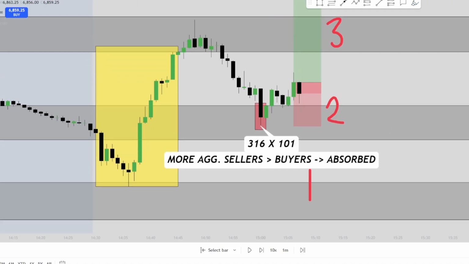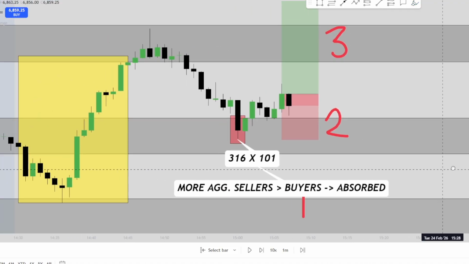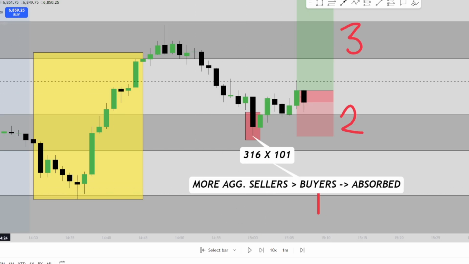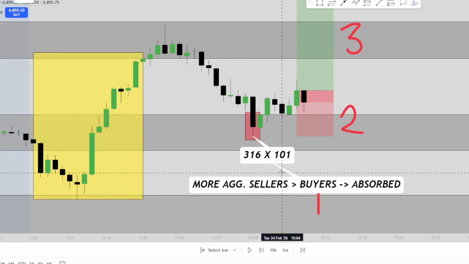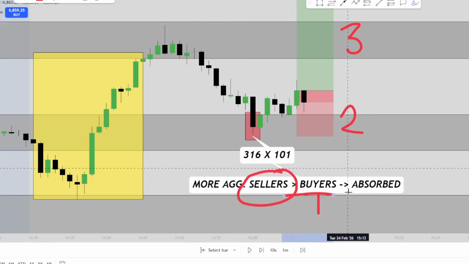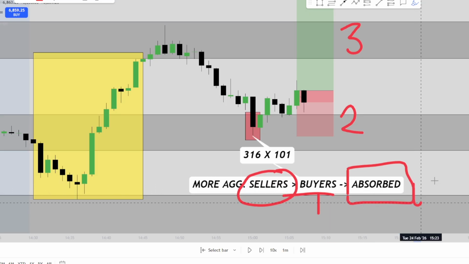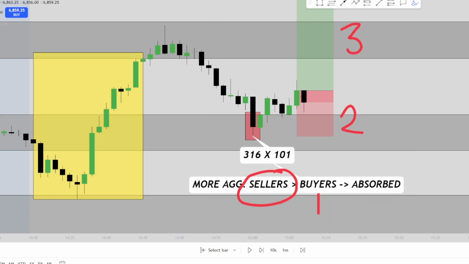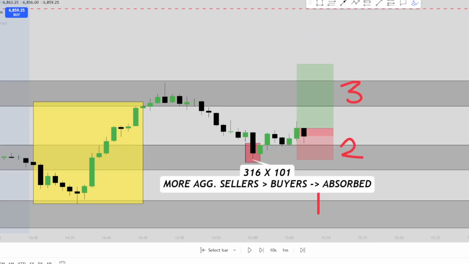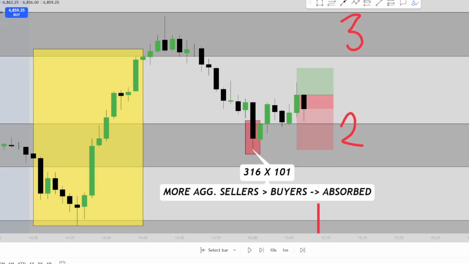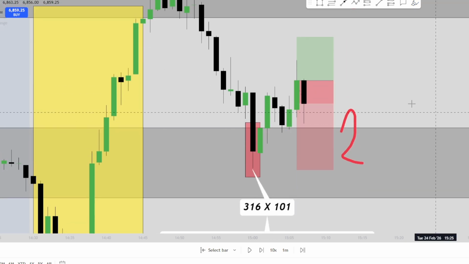Now, if you just take a look at this, right? From an order flow perspective, we've understood that there are more aggressive sellers than buyers, but they get absorbed. Now, how do I know they're getting absorbed and where do I pull the trigger? This is another question I get, right? Where do I pull the trigger in the markets? What gives me the confirmation to go long?